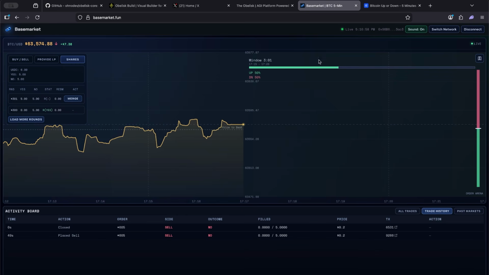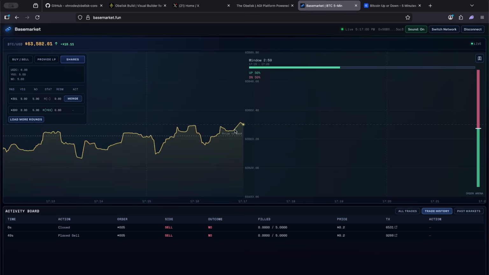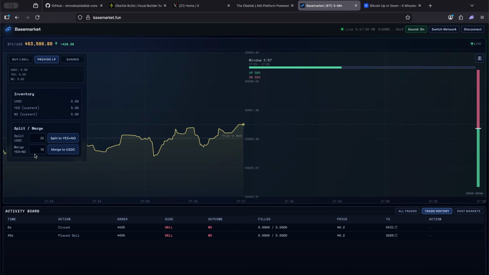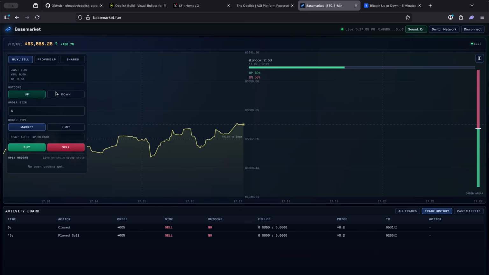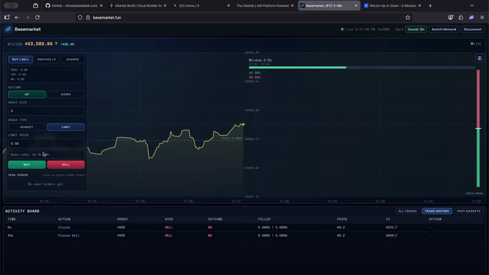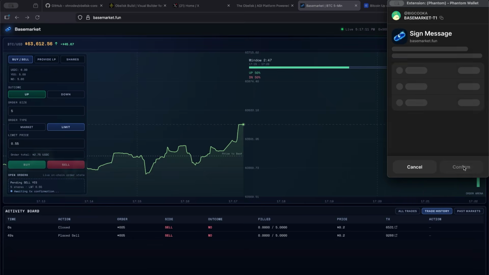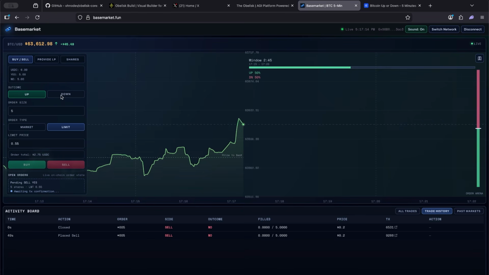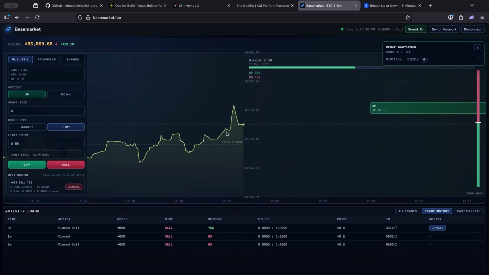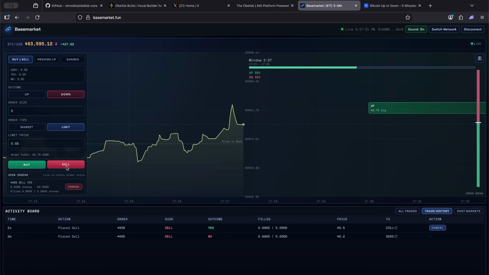This is the LP bot. Obviously, if we're selling shares, this is what the LP bot does. It essentially provides shares, so we have 5 of each. So we can create a limit order for up shares for 55 cents. We're selling 5 up shares, and we have to wait for the transaction to confirm.